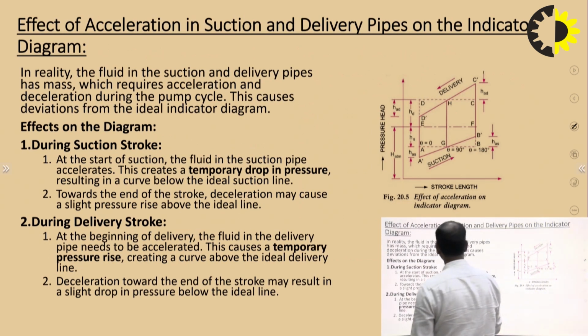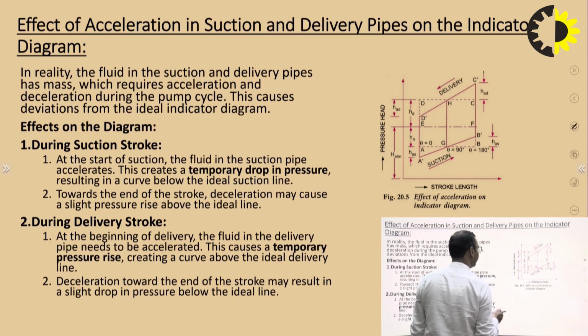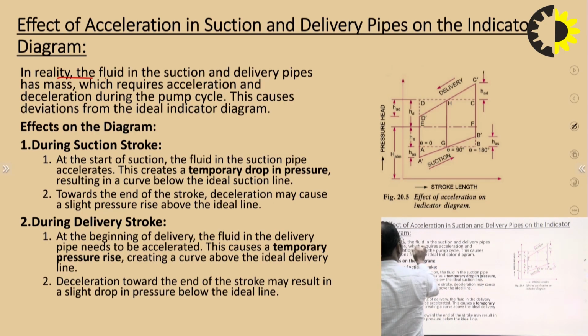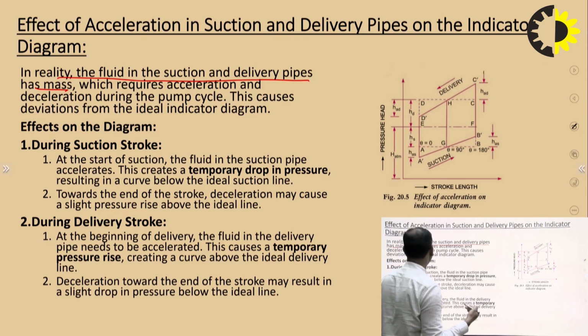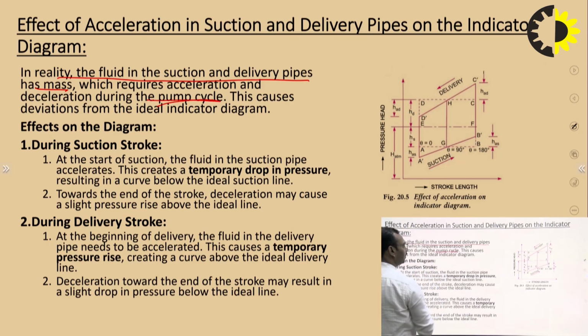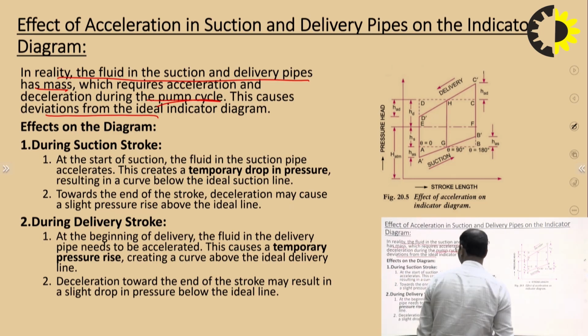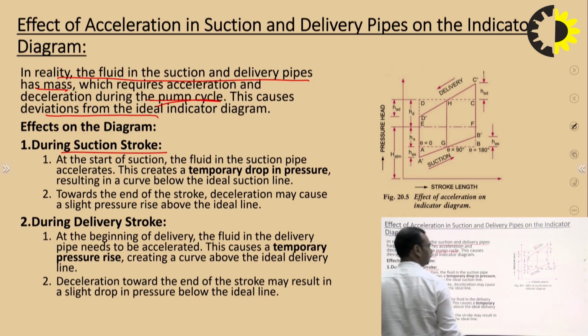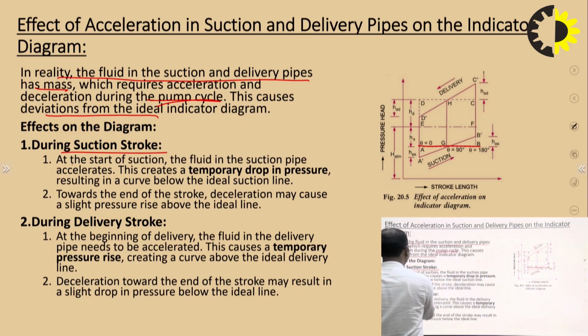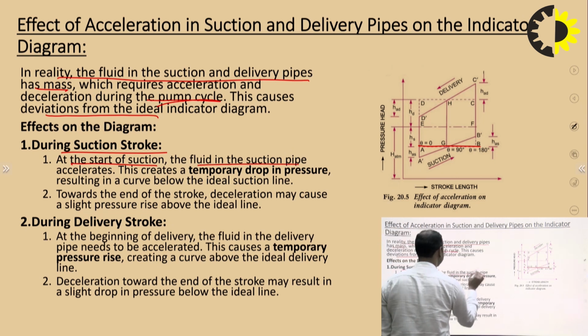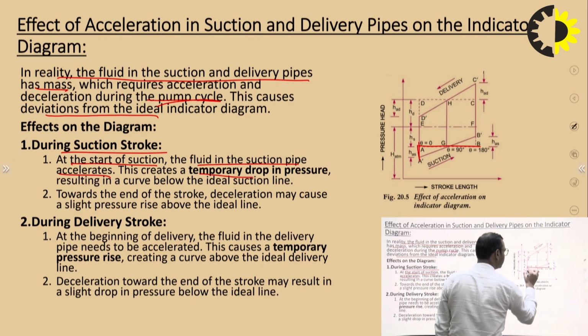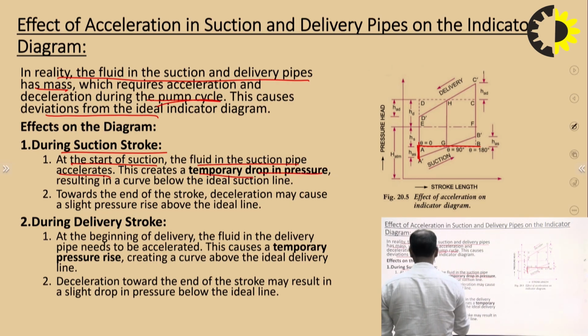Now, what is the effect of acceleration on this ideal indicator diagram? Basically, in reality, the fluid in the suction and delivery pipes has mass which requires acceleration and deceleration during the pump cycle. This causes deviation from the ideal indicator diagram. So, during the suction stroke, at the start of the suction, the fluid in the suction pipe accelerates. This creates a drop in pressure, resulting in a curve below the ideal suction line.